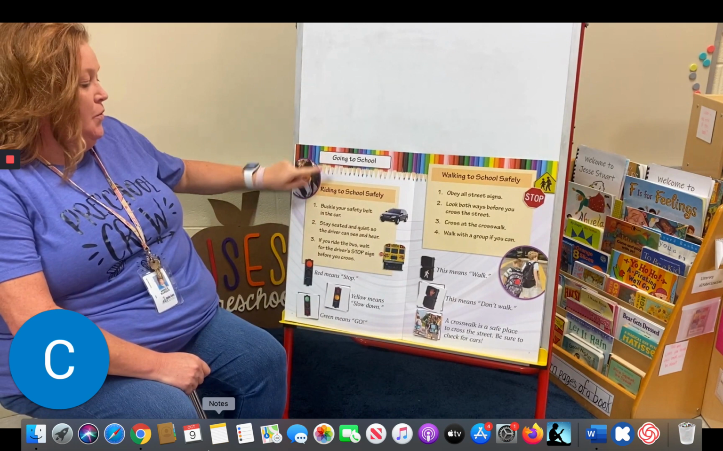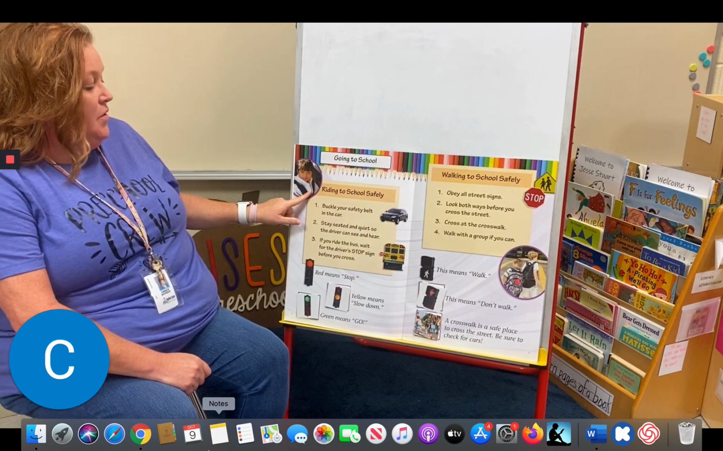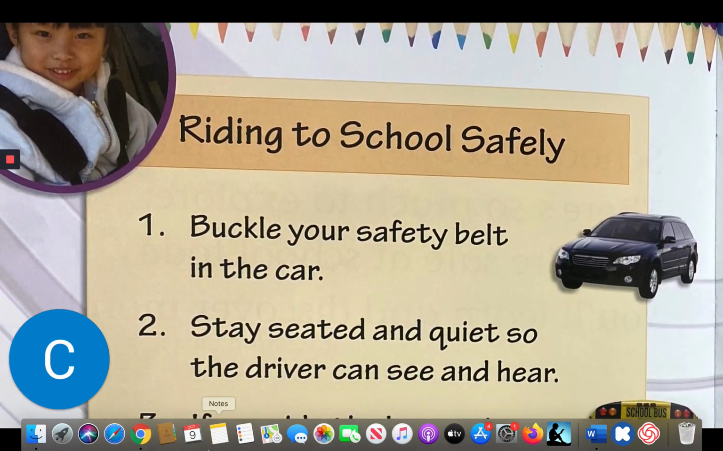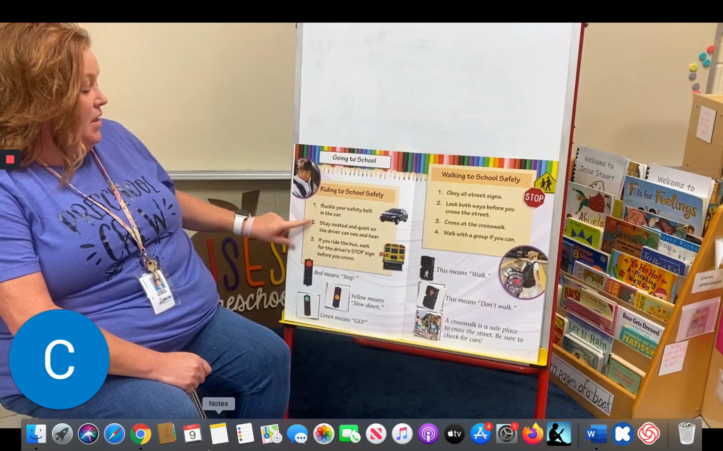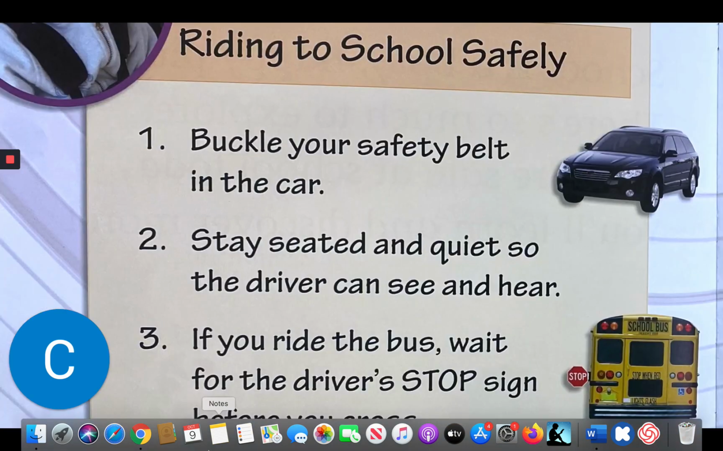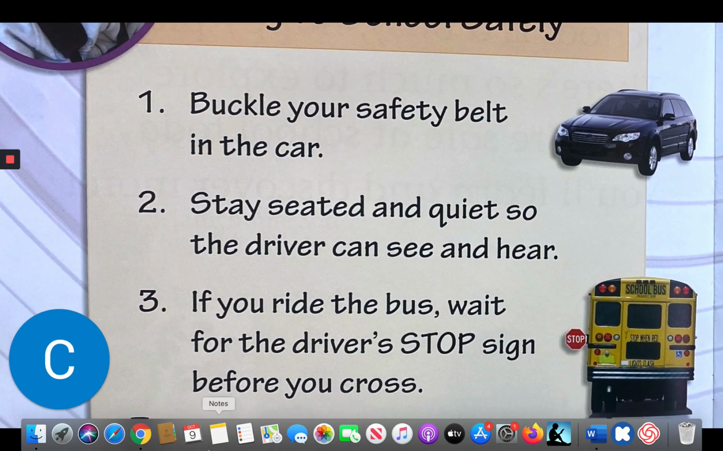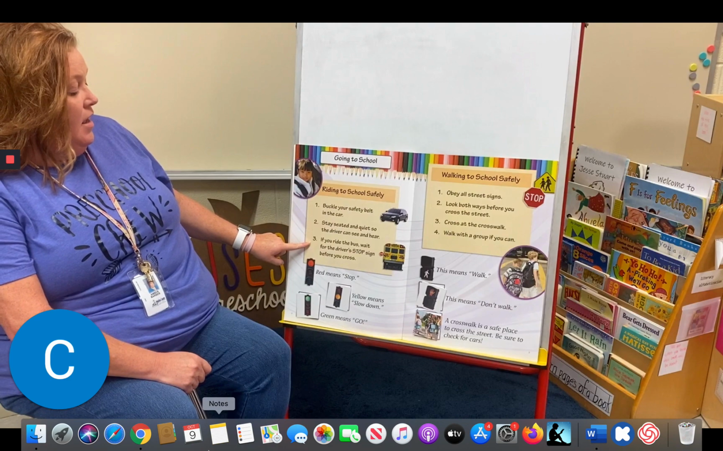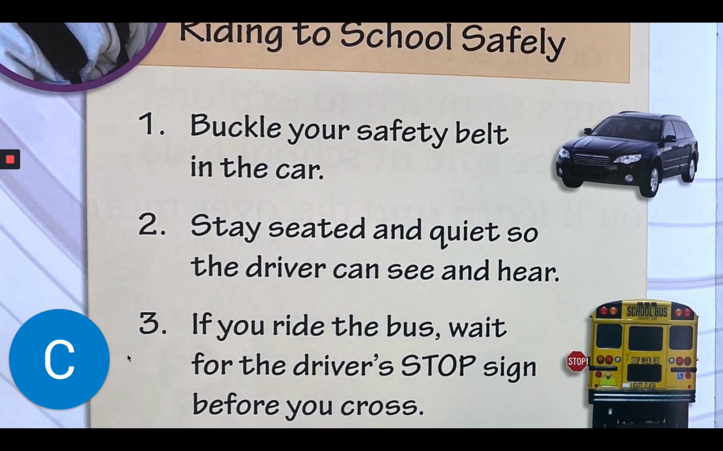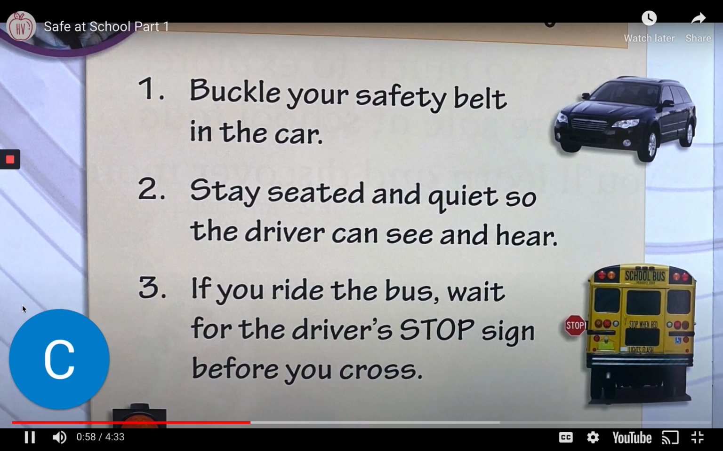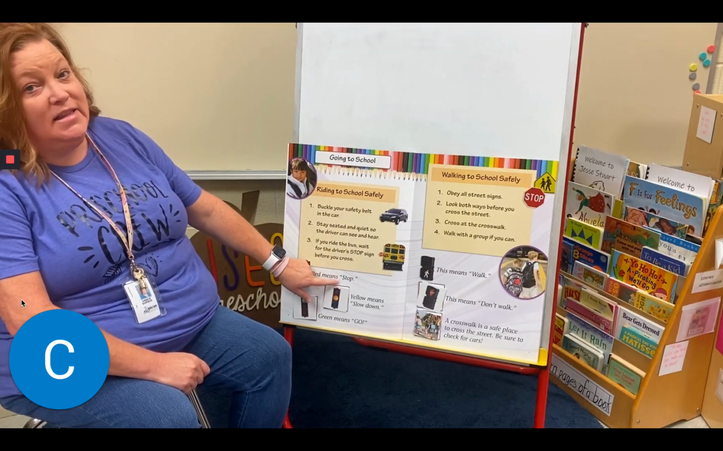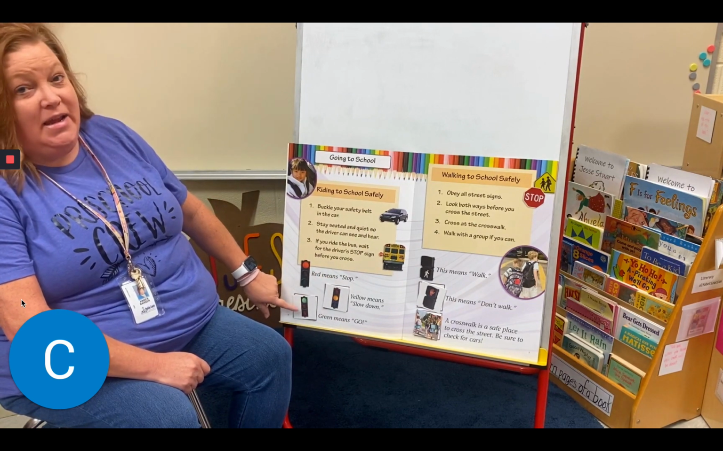Going to school, riding to school safely. 1. Buckle your safety belt in the car. 2. Stay seated and quiet so the driver can see and hear. 3. If you ride the bus, wait for the driver's stop sign before you cross. Red means stop. Yellow means slow down. Green means go.